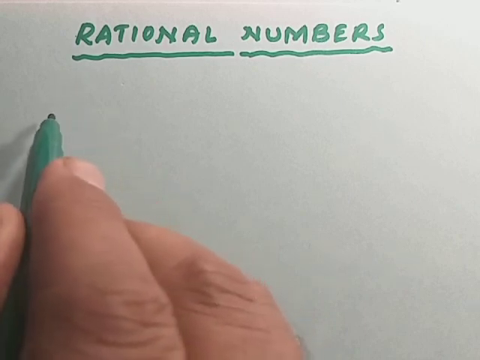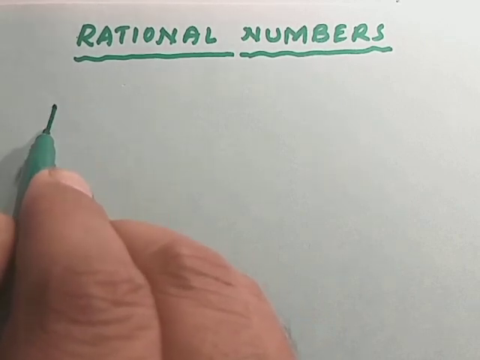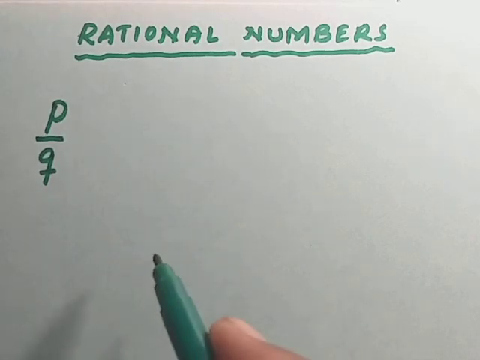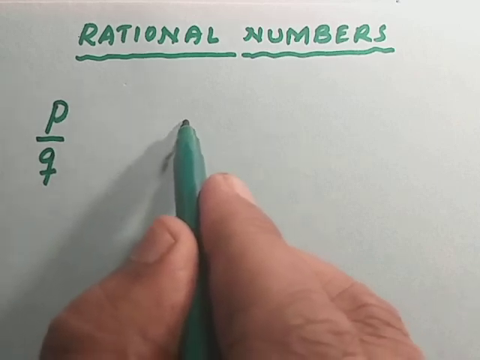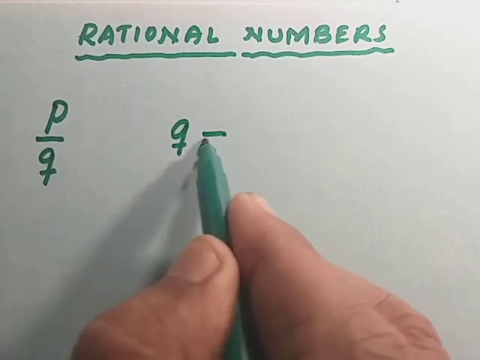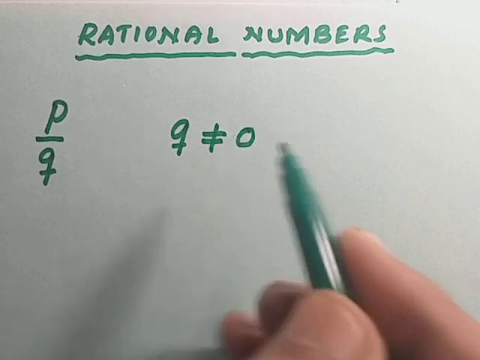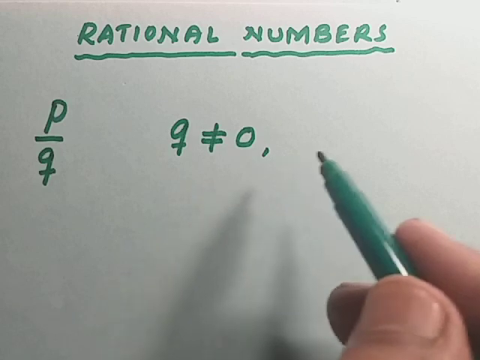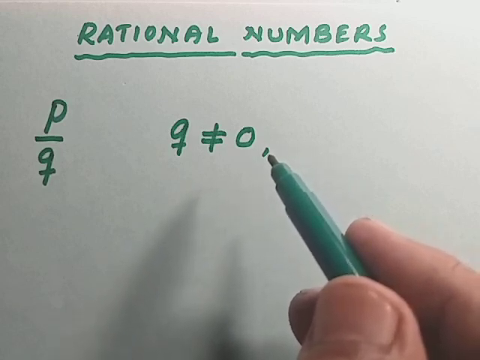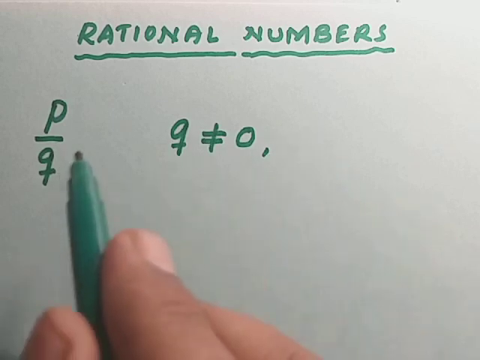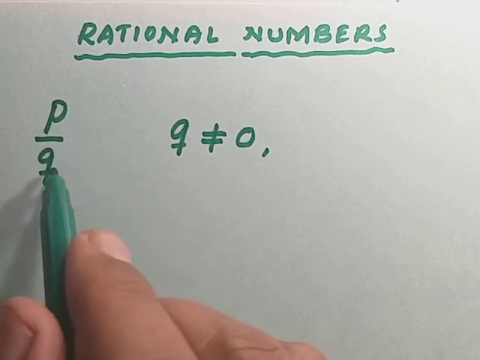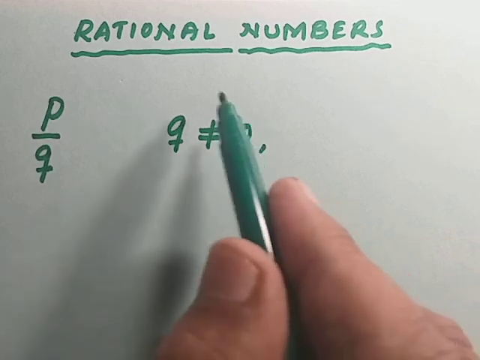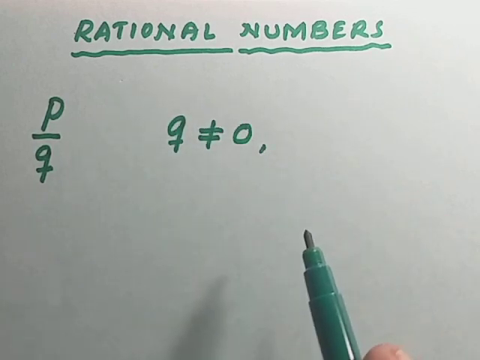Rational numbers are the numbers which are expressed in the form of p by q and q is not equal to 0. At the same time, p and q are real numbers. That part we will discuss a little later when you come to the upper classes. As of now, all the numbers in the form of p by q and q not equal to 0 are called rational numbers.